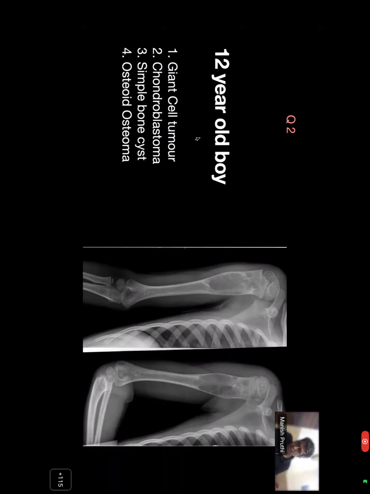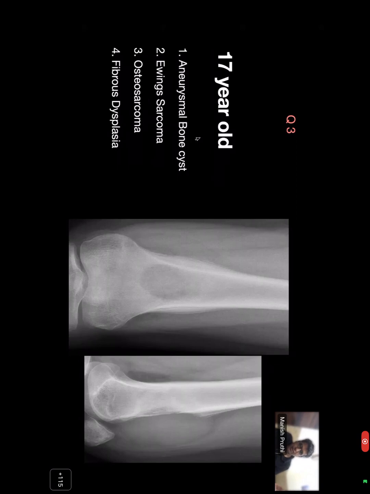If we know the differentials according to age, I think we'll be able to make a diagnosis before you even get the slides. So, another case: a 17-year-old boy, a metaphyseal lesion. What is the likely diagnosis? An aneurysmal bone cyst, an Ewing sarcoma, osteosarcoma, or a fibrous dysplasia, as we have seen earlier.